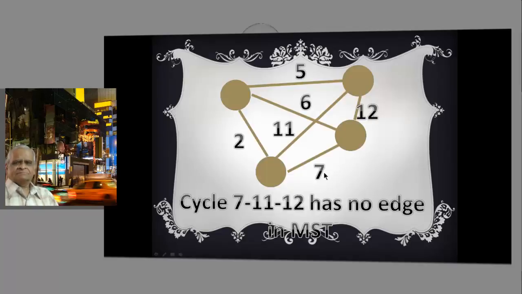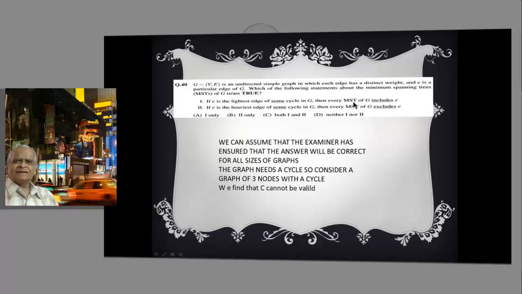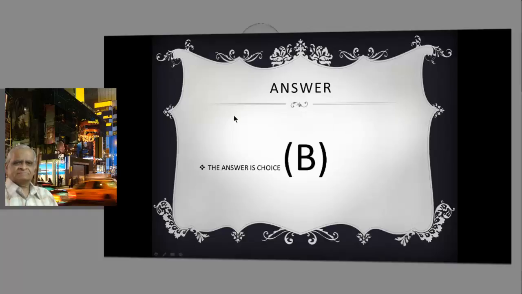But consider E as the lightest edge of some cycle. In this case, we saw, for example, 7, the lightest edge of this cycle. The statement that every minimum spanning tree of G includes E is false. So 1 is false and 2 is true. So choice C cannot be valid. By elimination, A, C, and D are wrong. B is the answer. The answer is choice B.